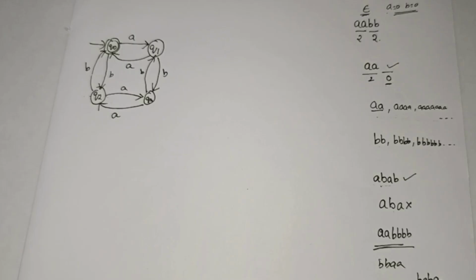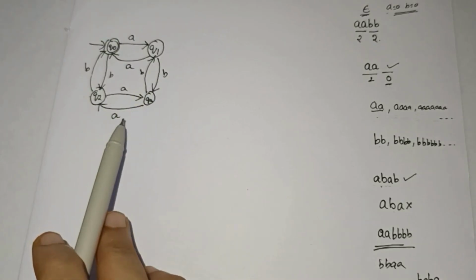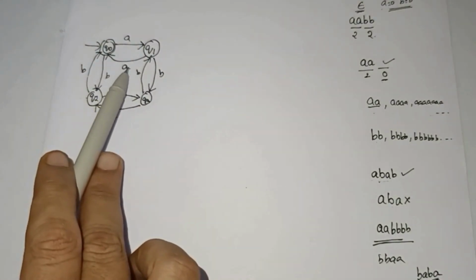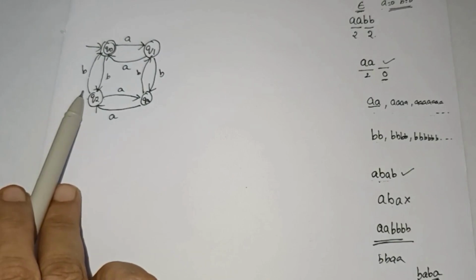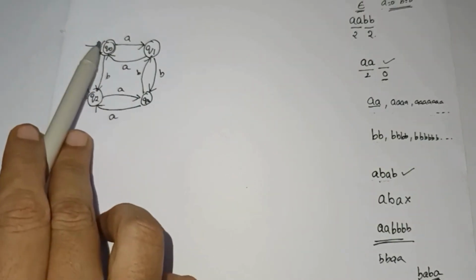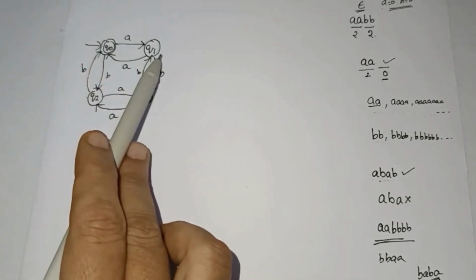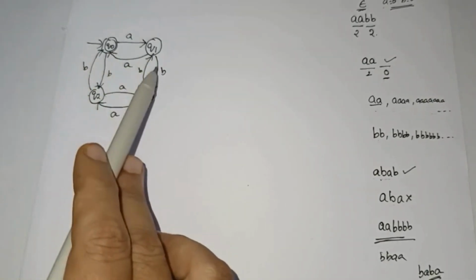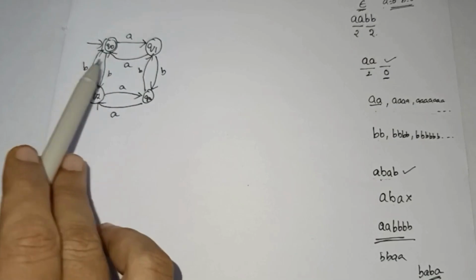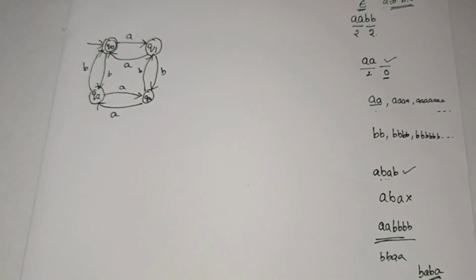So we can either start with A or start with B. This DFA should accept. So if it is starting from A, we will go like this. If it's starting from B, we will go like this. Combination of A's, we will go like this. Combination of B, we will go like this. Combination of A's and B's, we will move to this direction. But the number of A's and B's should be finally even.